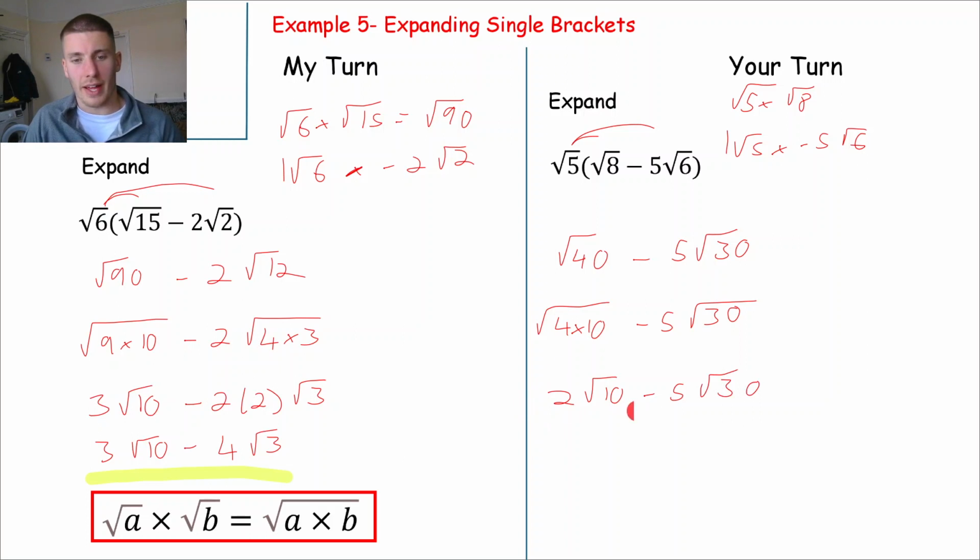And simply, that is your answer, because root 10 and root 30 are not like terms. You cannot combine them, and you can't break down root 10 or root 30 anymore. So this is your answer.